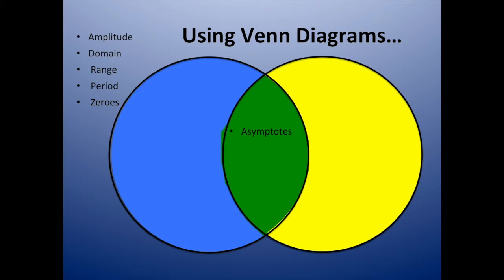Now moving on to amplitude, the graph of sine of x has an amplitude of 1, and the graph of cos of x also has an amplitude of 1, meaning we can move amplitude into the shared characteristics.